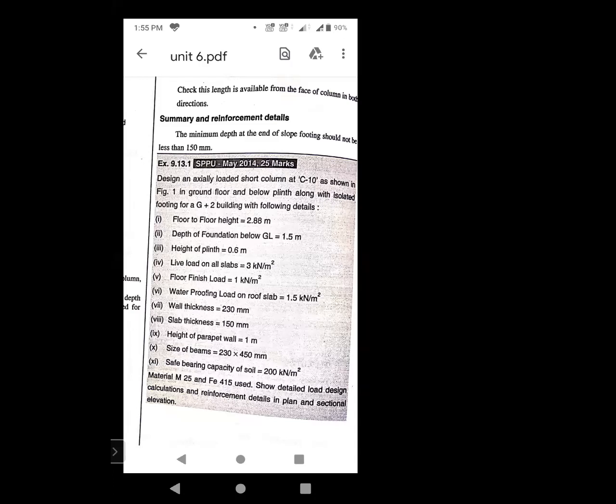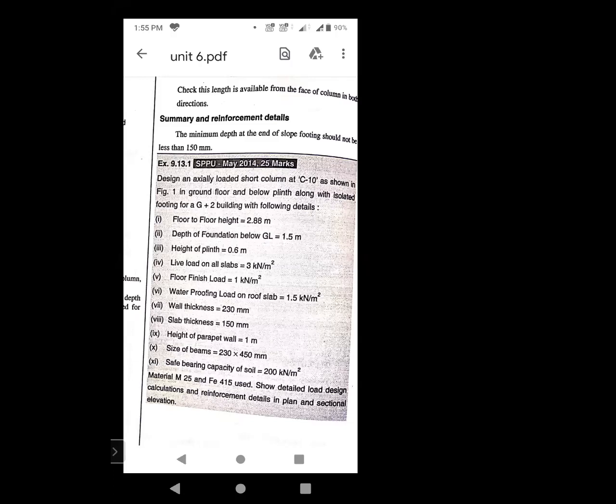Design an axially loaded short column at C10, as shown in figure 1, in ground floor and below plinth, along with isolated footing for a G plus 2 building with the following details. What you have to design is an axially loaded short column at C10, as shown in figure 1 in ground floor and below plinth, along with isolated footing. As your building is also G plus 2, you can refer to this example for the design purpose.